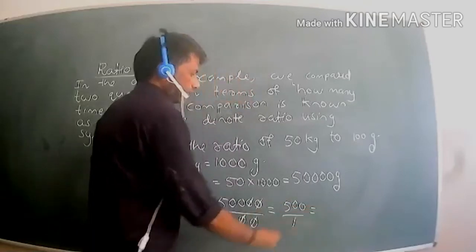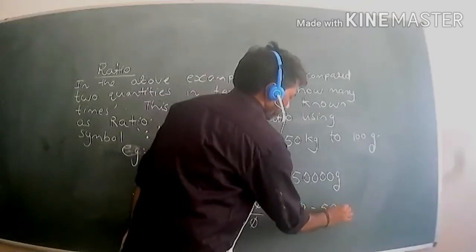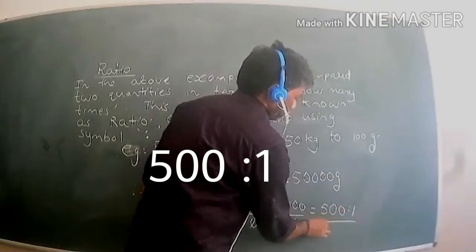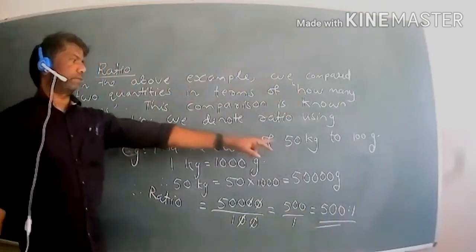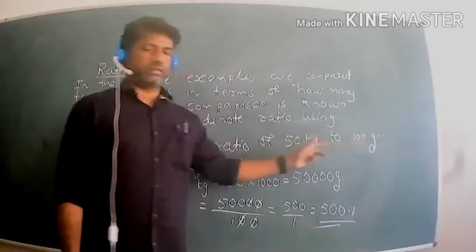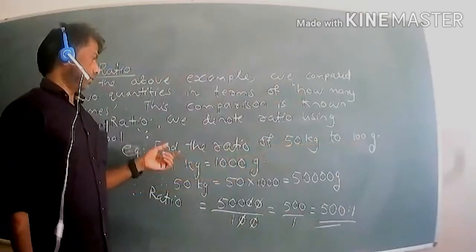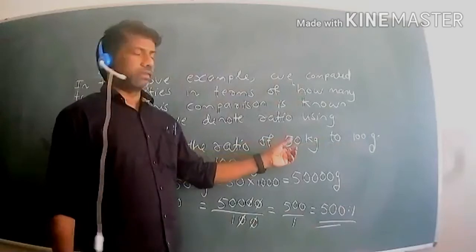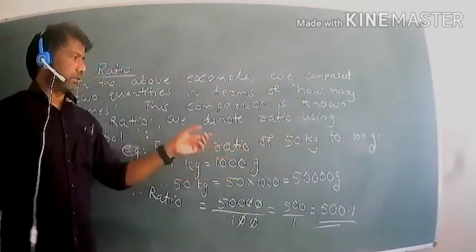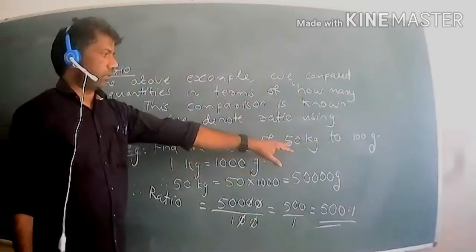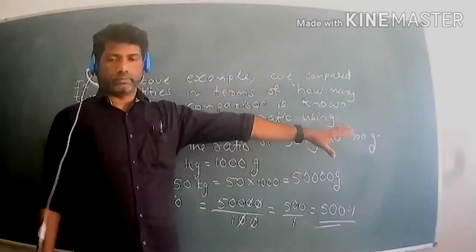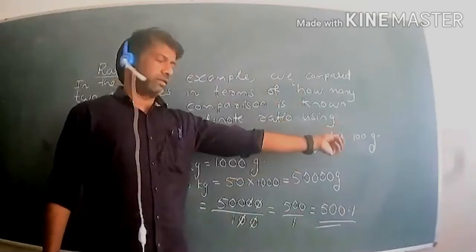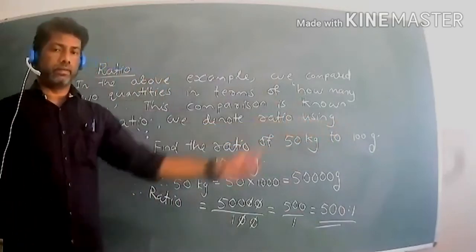So we can write it in the form of a ratio, 500 is to 1. This is the ratio between 50 kg and 100 gram. That's why I told you to write two terms using ratio. Both should be in the same unit. If it is kg, that also should be kg. If it is gram, the second one also should be in terms of gram.